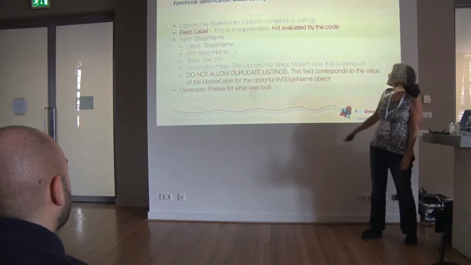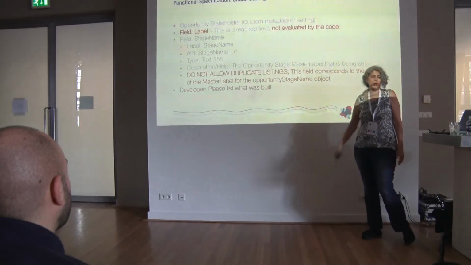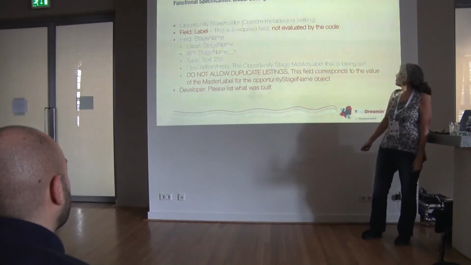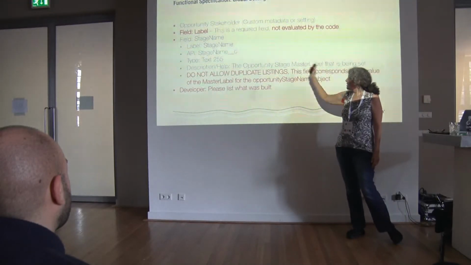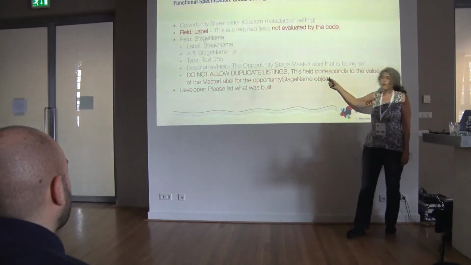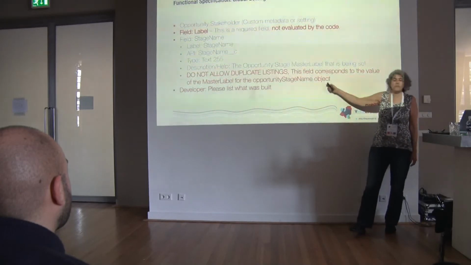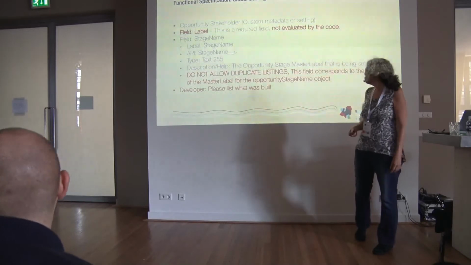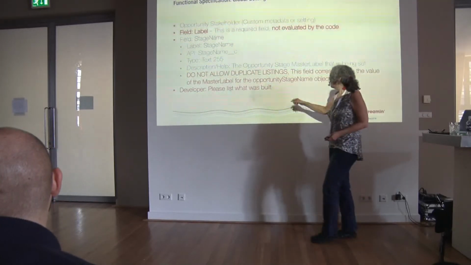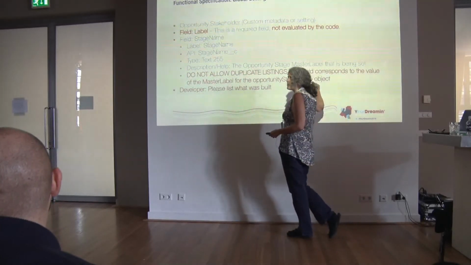And I'm also going to have another custom setting or custom metadata type called opportunity stakeholders, right? I'm going to have a label called stage name. And again, I'm going to define it, and I'm going to have the requirement that they not allow duplicates of the stage name in here. And just please list what was built. I'm going to say, like, we built a custom metadata type, okay?